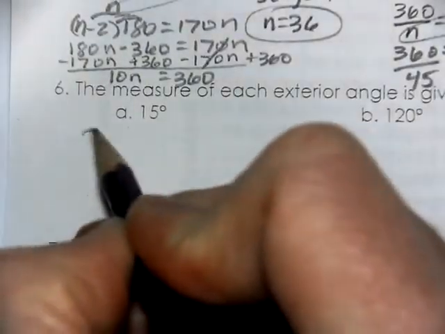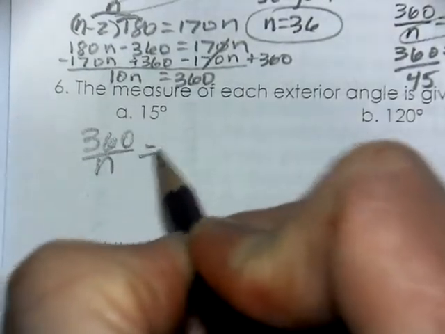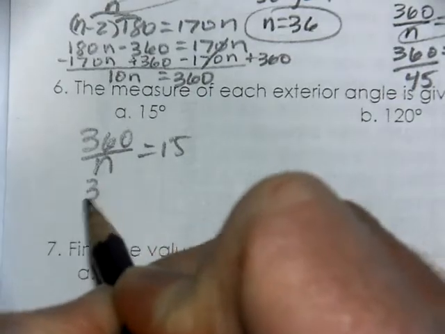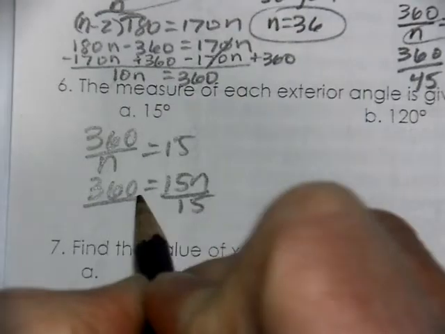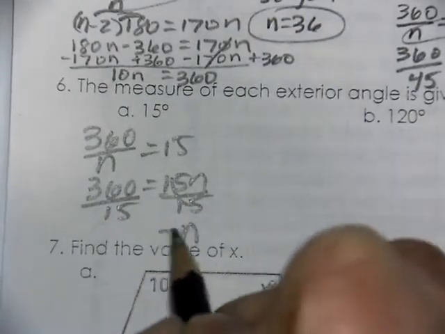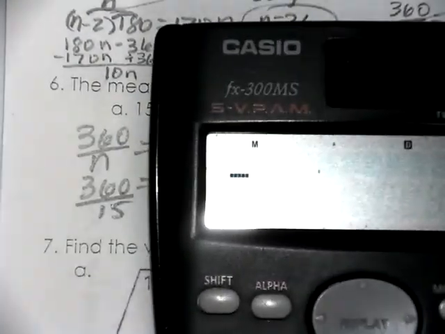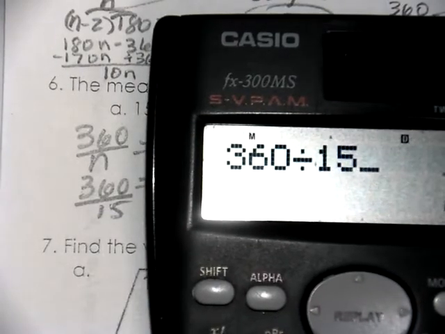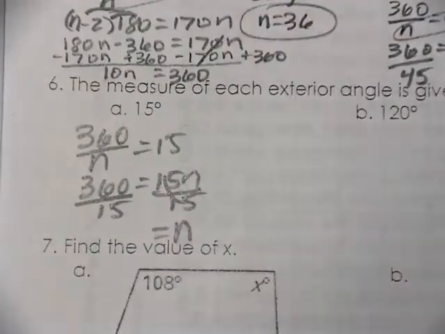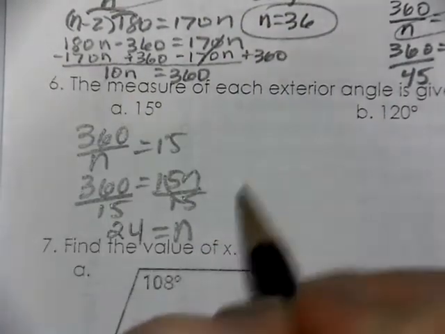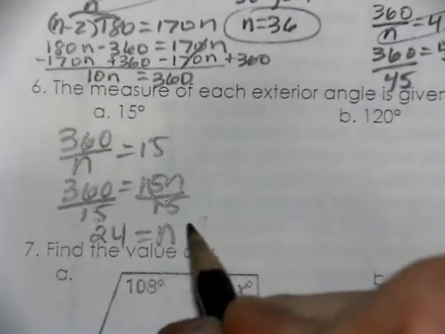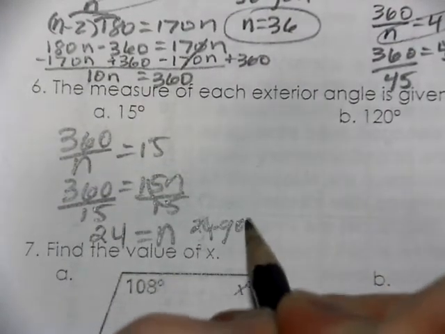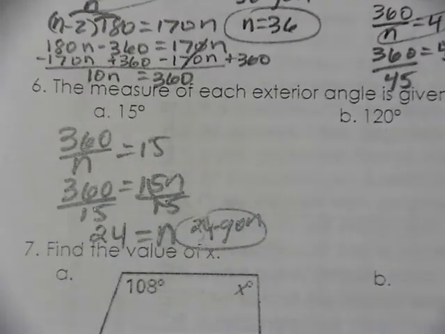Well, here we can do it a few more times. I'll speed this up a little bit. So we multiply by the n to both sides. We divide by the 15. So we take our 360 and divide it by 15, and we see we get 24. So that's called a 24gon. That's the number of sides that it would have.